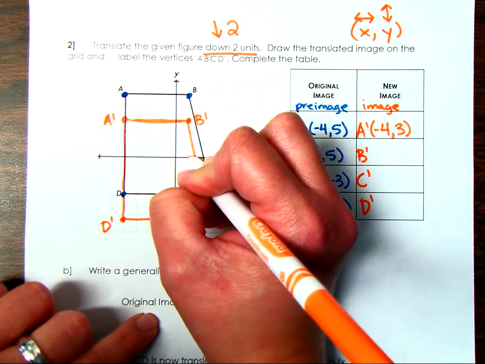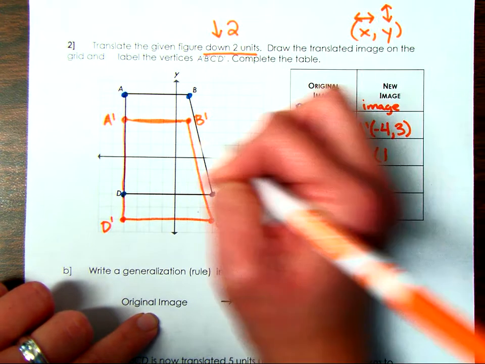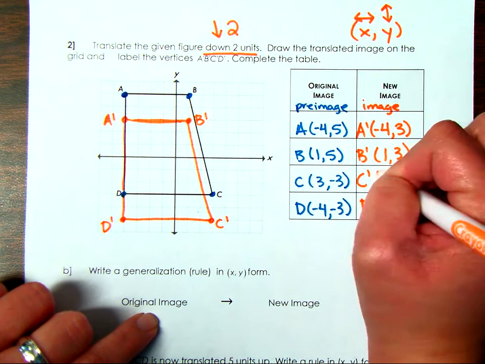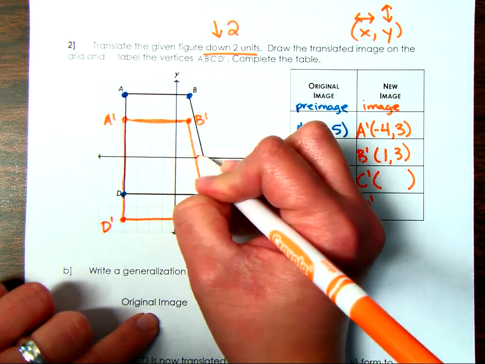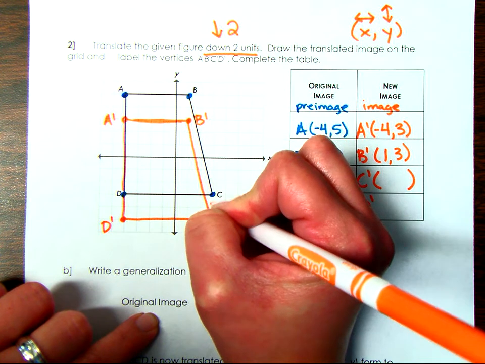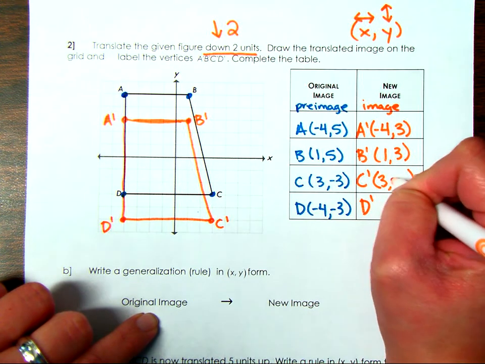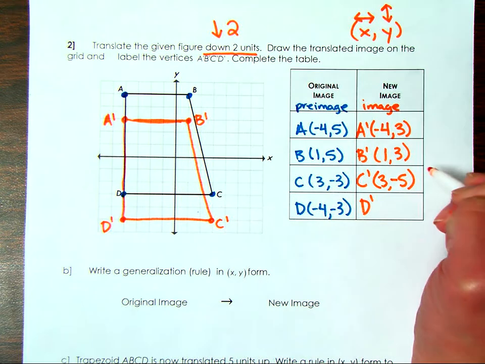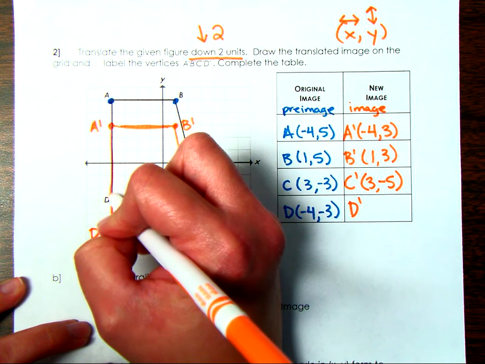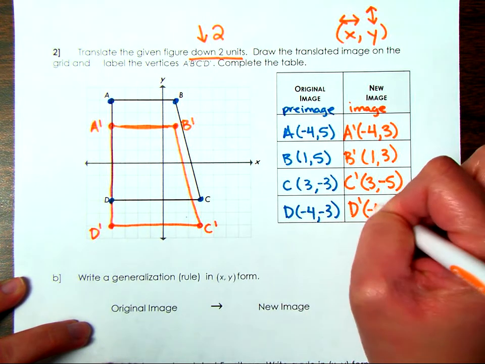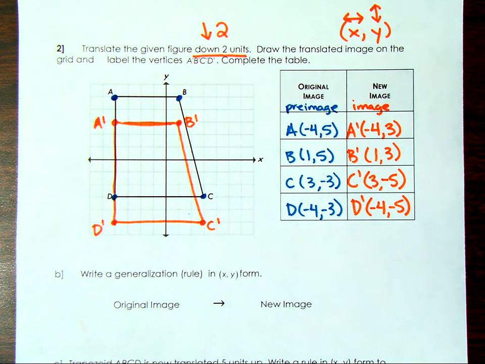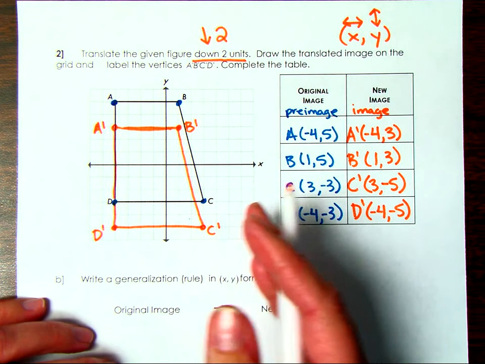My B is X is 1, and I go up 3 to get to that ordered pair for B prime. My C, 1, 2, 3, 1, 2, 3, 4, 5. Okay, and then my D prime, 1, 2, 3, 4 to the left, 1, 2, 3, 4, 5 down. So -4, -5.